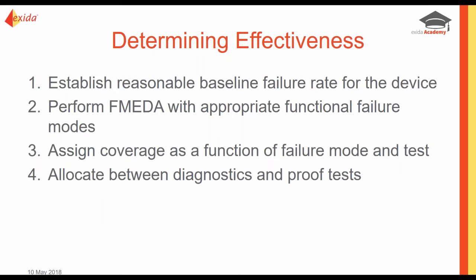If you don't buy certified products and you're doing this on your own, you need to determine the effectiveness yourself. So you have to kind of take it a step further. You need to establish a reasonable baseline failure rate for the device. And then you need to do an FMEDA, a failure mode effect and diagnostic analysis, with appropriate functional failure modes. Once you have that done, you assign a coverage as a function of those failure modes and the test, and then allocate between the diagnostics and the proof test.